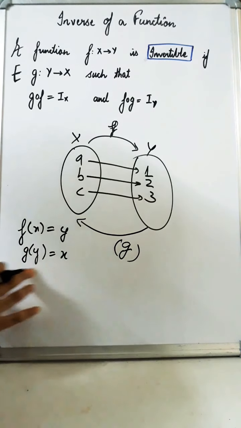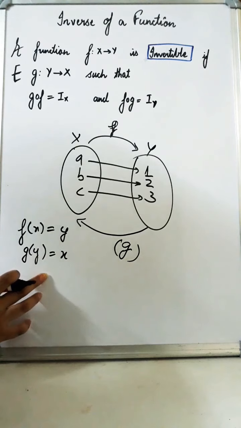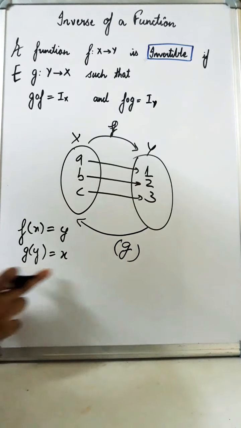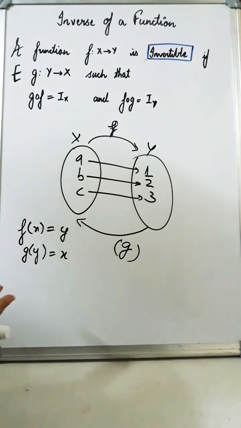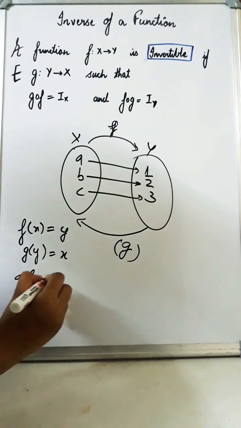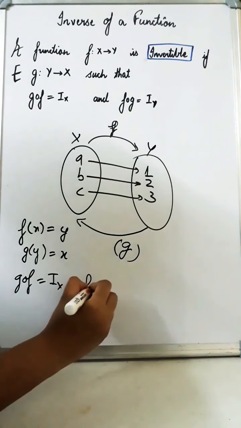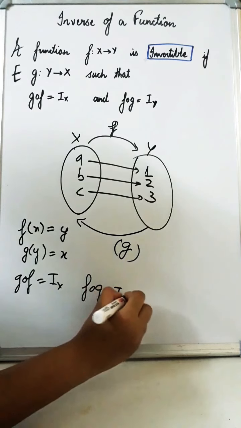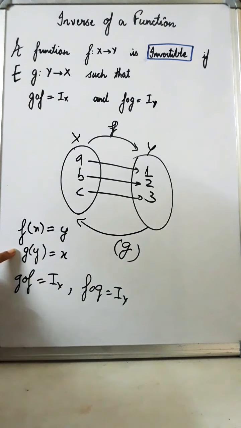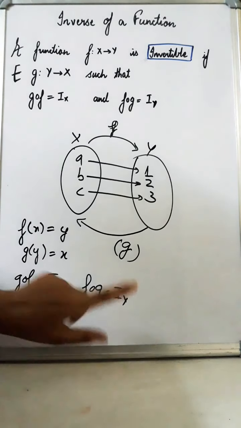And if this function g exists for all the elements of the domain, then we will say that f is an invertible function. But this is not complete yet. You have two more properties to satisfy. g of f should be the identity function and f of g should also be the identity function. So first of all, you will have to find a g of y, and then g of f is equal to Ix and f of g is equal to Ix.